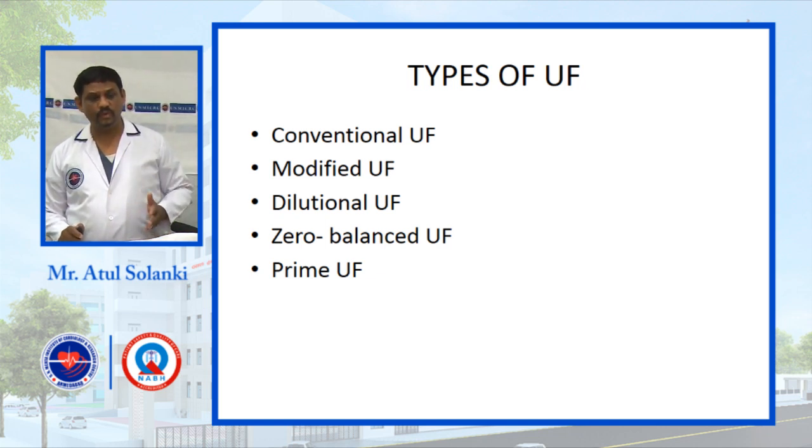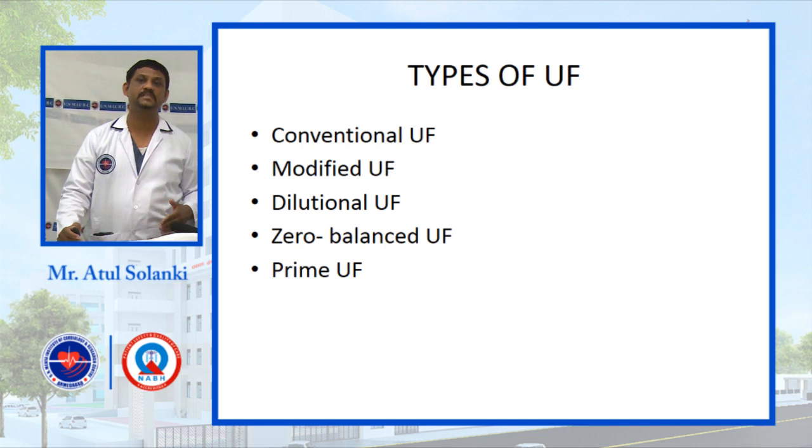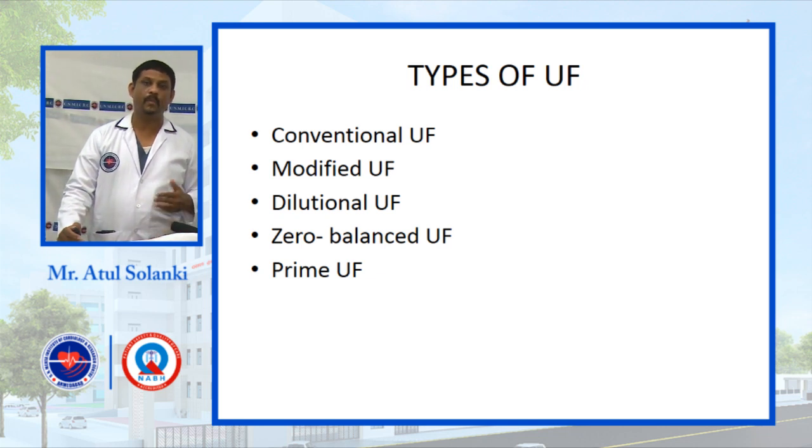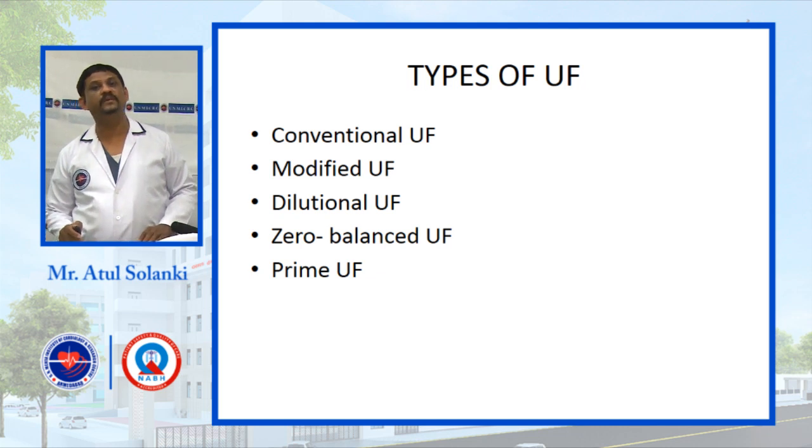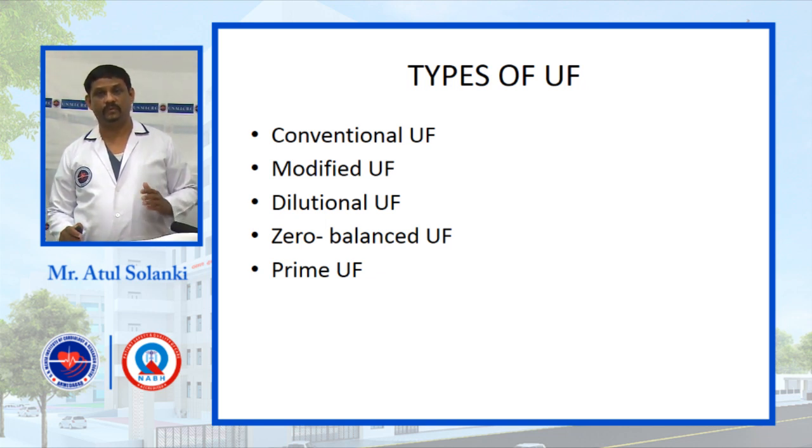If we use conventional ultrafiltration, that means during cardiopulmonary bypass, when you use ultrafiltration techniques, that is known as conventional ultrafiltration. Modified ultrafiltration is what we use after coming off bypass: we remove the excess fluid from our total body volume, and we try to change the whole circuit to remove the excess volume. That is known as modified ultrafiltration.